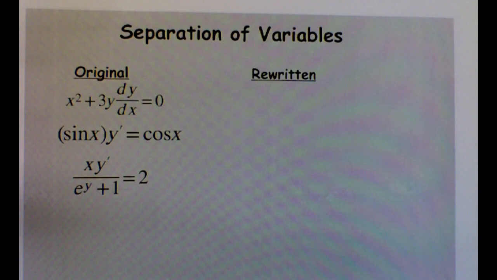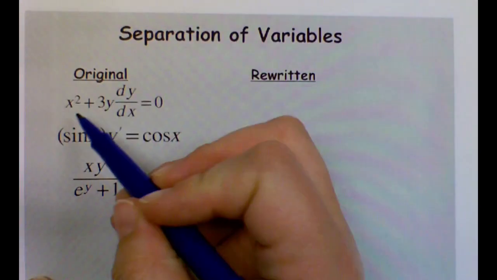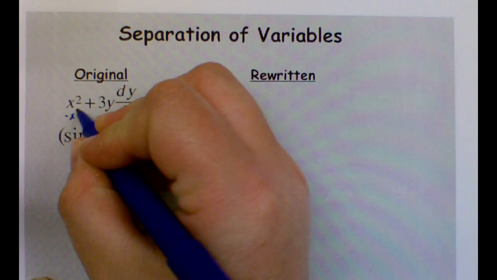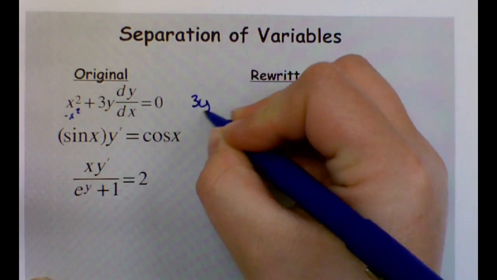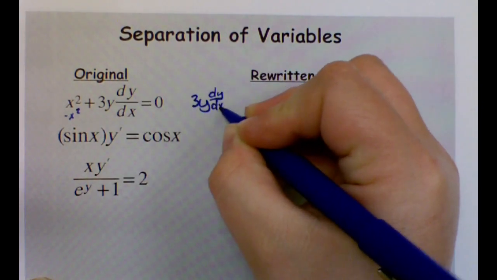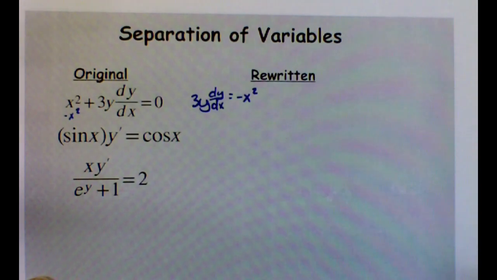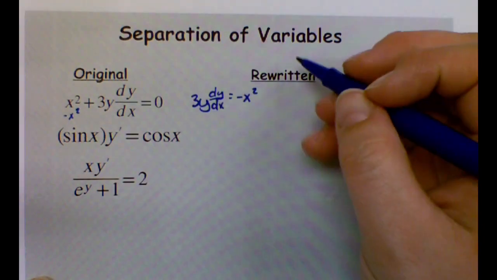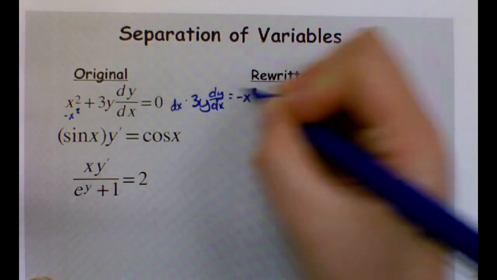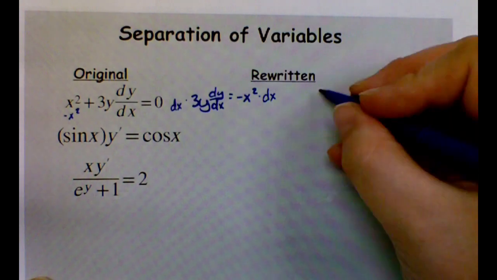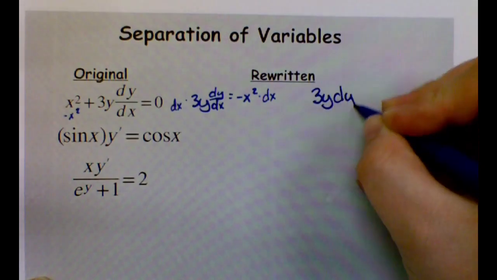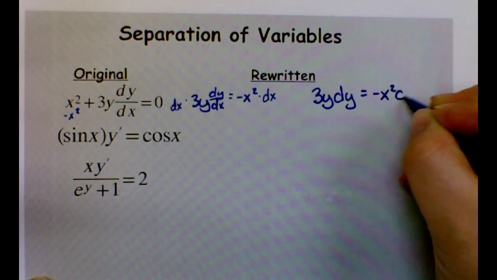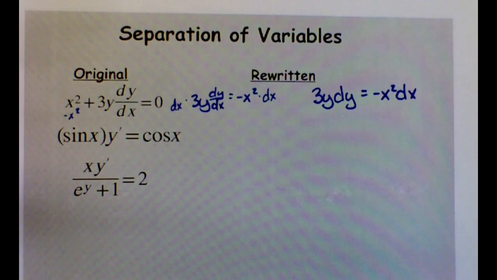Essentially, we want to take our original equation and rewrite it so all the x's and dx are on one side and all the y's and dy are on the other. Well, in this first one, I could subtract an x squared over, leaving me 3y dy/dx equals negative x squared. Now I want to get the dx over to the other side, and remember, we can just multiply that over. So we have 3y dy equals negative x squared dx, and now it is rewritten.